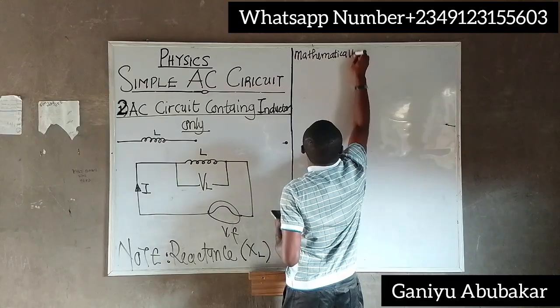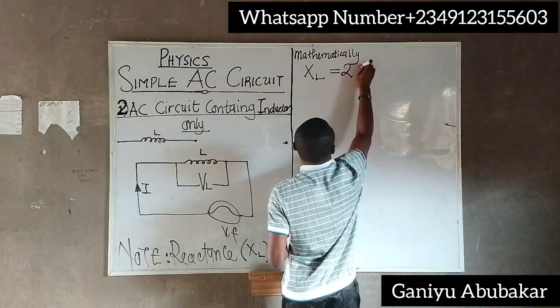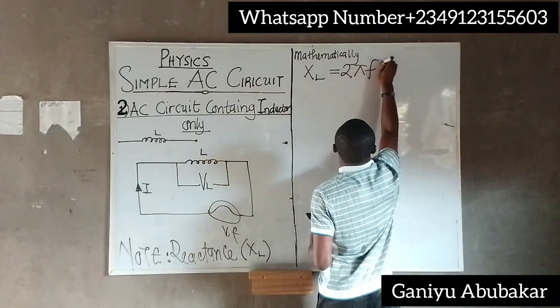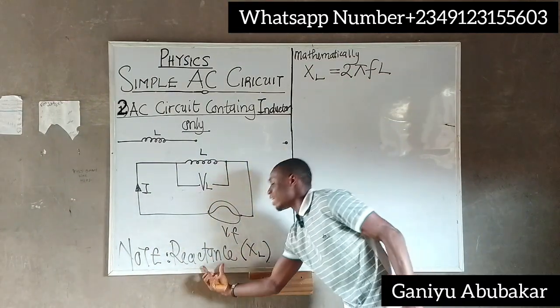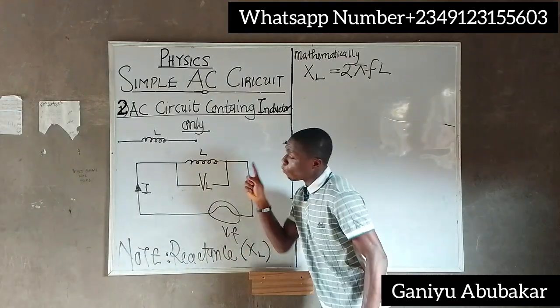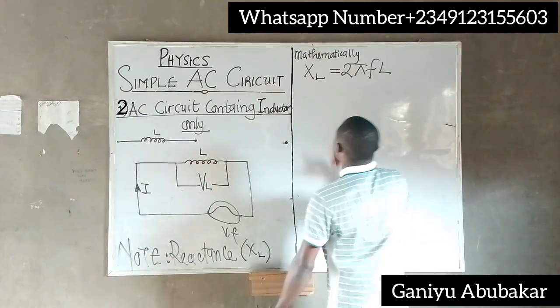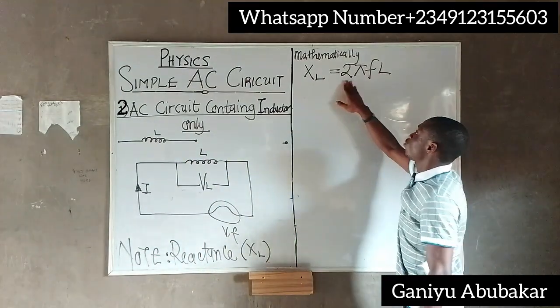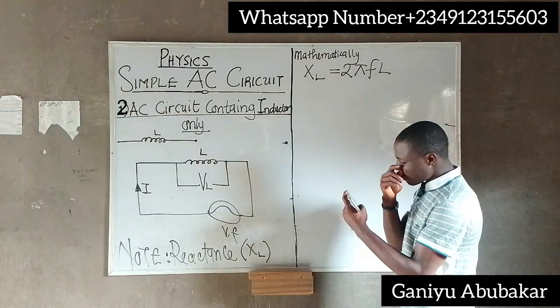Mathematically, XL is given by 2 pi fL. So note that XL signifies the reactance. And what's the reactance? A reactance in this case is opposition to the flow of current in an inductor. And for an inductor, XL is 2 pi fL as the formula.